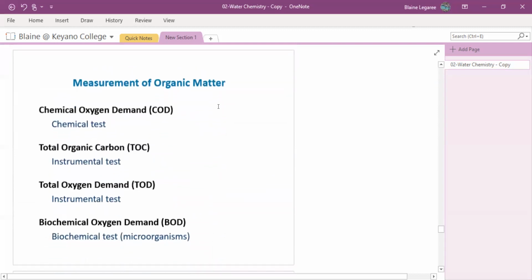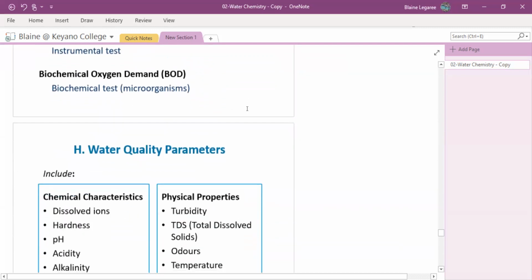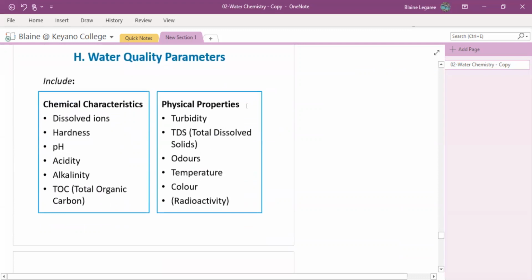I'm going to skip this for now. We're going to come back and talk about measuring organic matter in topic 3, so more on that later. What I do want to talk about are these important water quality parameters. A bunch of these we've already talked about: dissolved ions, hardness, pH, acidity, alkalinity. We're going to talk about turbidity a little bit later.